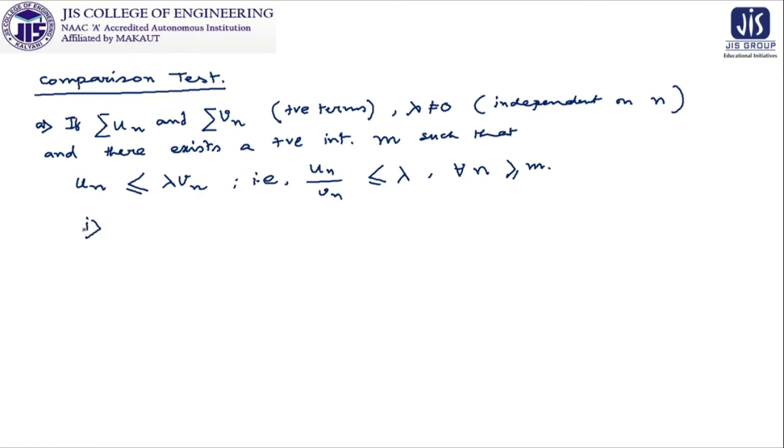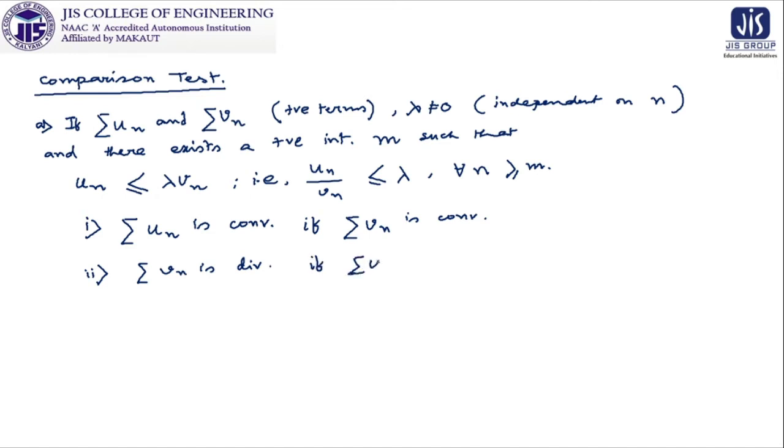Then the comparison test tells us that summation of un is convergent if summation of vn is convergent, and our second part gives us that summation of vn is divergent if summation of un is divergent.